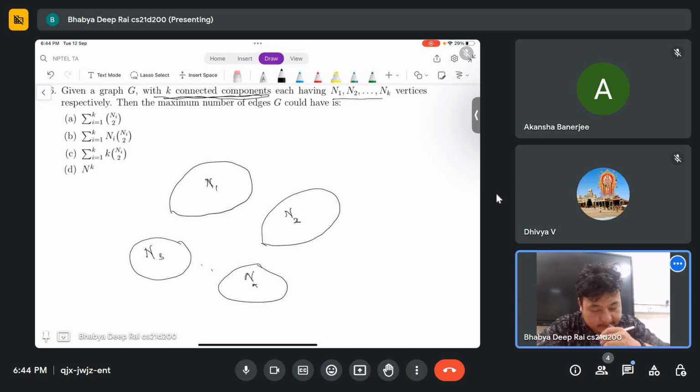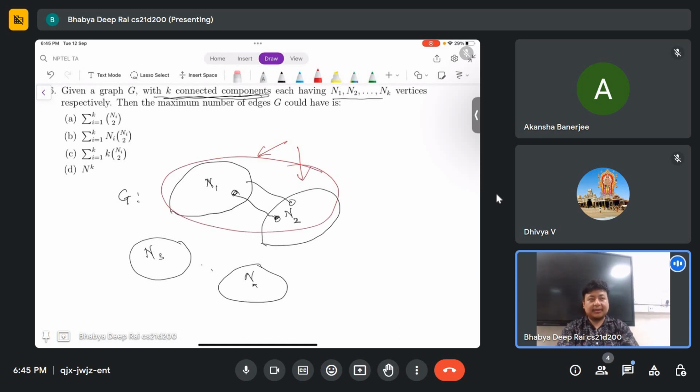So the maximum number of edges G could have, that is what they are asking. Well, the first thing you would try in such a question is just give all the edges across all vertices. But what if I give an edge like this, from a vertex here to a vertex here? Now that is not allowed, right? Because if you give edges like that, then these two would make one single connected component.